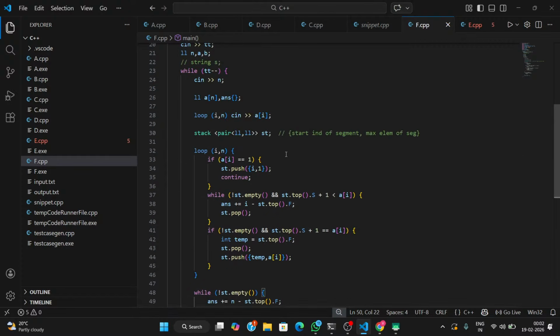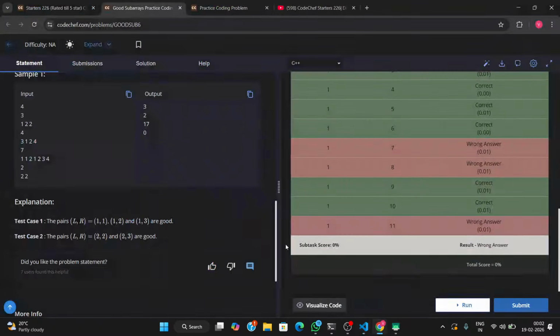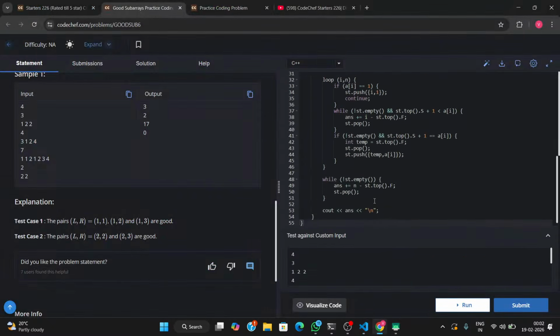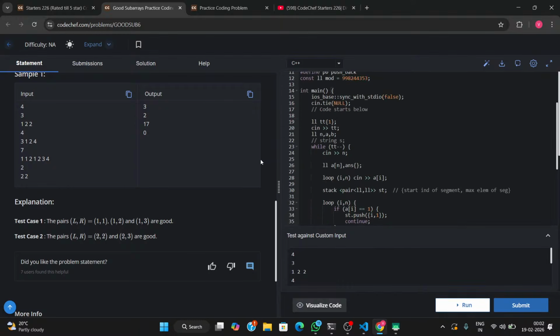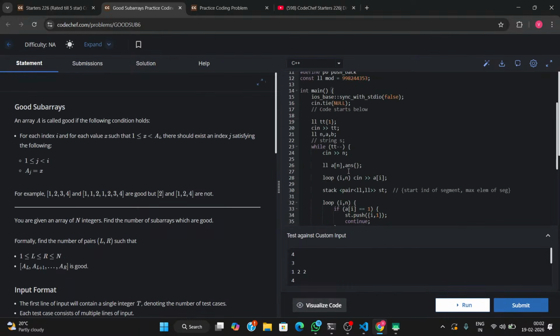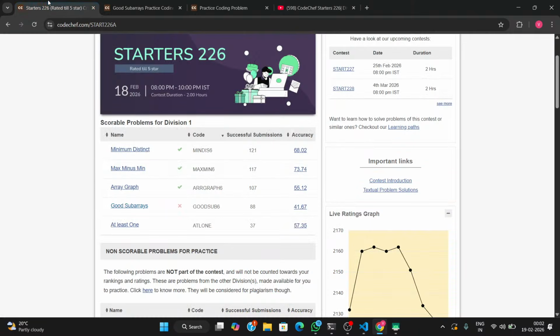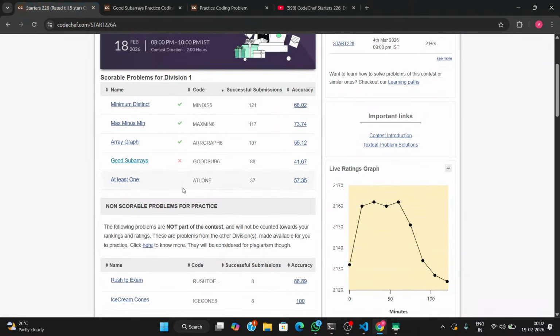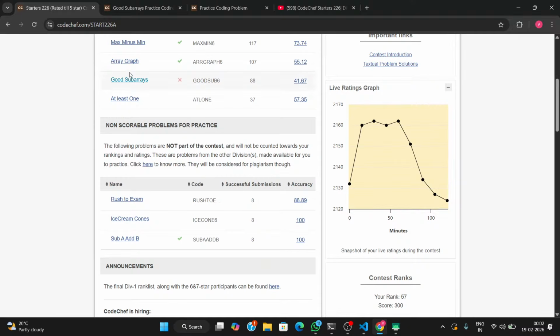Okay, I guess I don't know what's wrong, but the logic behind this code is correct. You can try to implement the same logic on your own, and yeah, that was it from my side. Thank you, everyone.